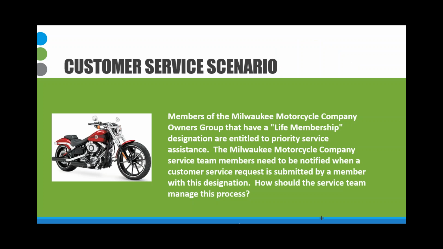All right, so we're going to switch gears now, and we're going to move from sales scenarios into a customer service scenario. In this particular case, members of the Milwaukee Motorcycle Company Owners Group that have a designation of a lifetime membership are entitled, because of their priority level, to priority service assistance. The Milwaukee Motorcycle Company service team members need to be notified when a request comes in from this particular type of member. So John, how should the service team configure their CRM to manage this process?